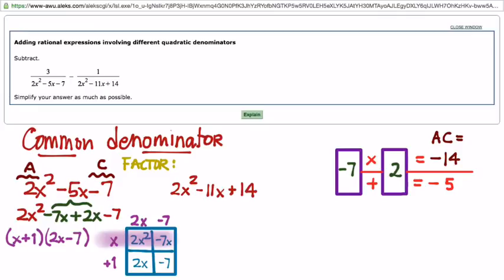So there is an AC method factorization for the denominator of our first fraction. So I'm just going to take the liberty of going up to our first fraction and replacing its denominator with x plus 1 times 2x minus 7.